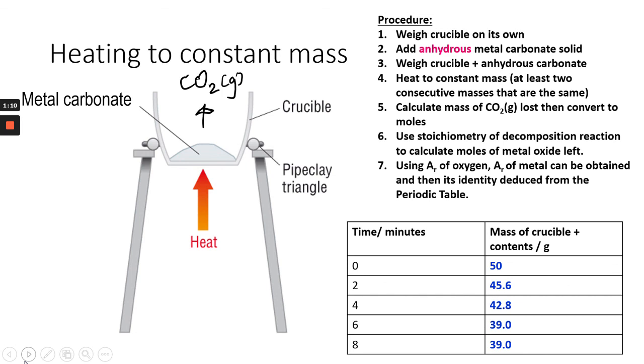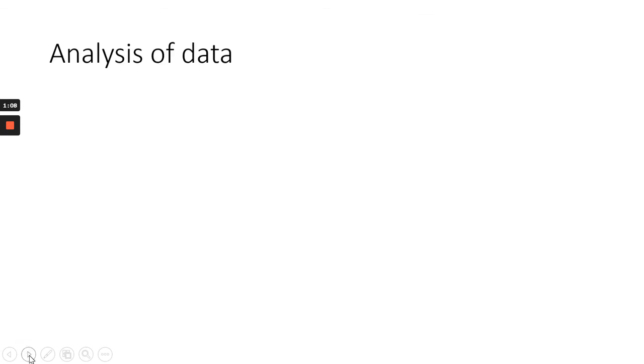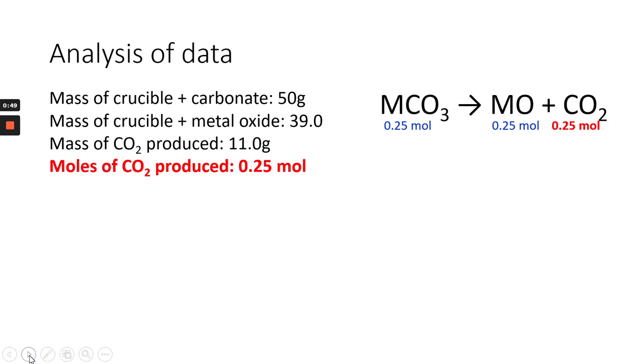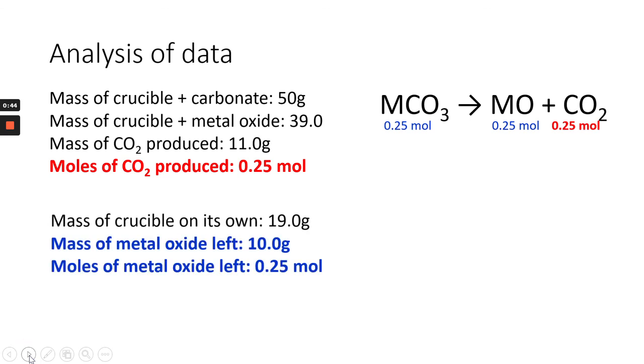So let's have a look at how this data could let us do this. So, firstly, we have 0.25 moles of carbon dioxide produced because we had 11 grams made. 11 over 44 makes 0.25. From the equation for a group 2 metal decomposition, you can see that the number of moles of the metal oxide would also be 0.25 moles. So the mass of metal oxide left happened to be 10 grams.